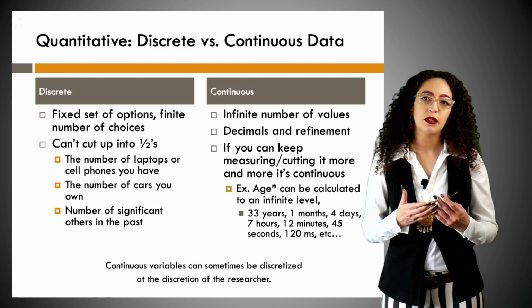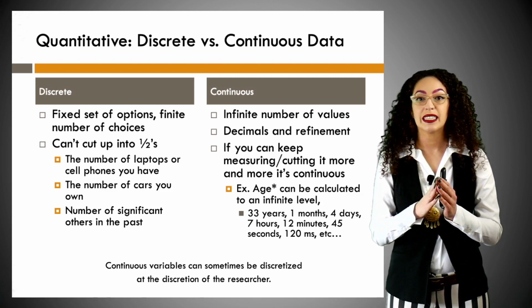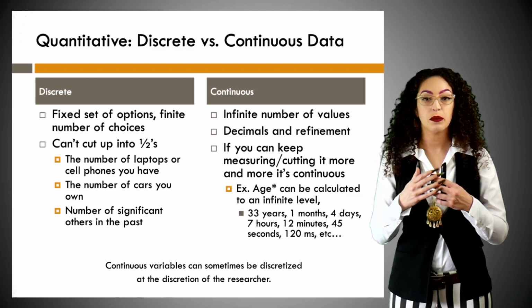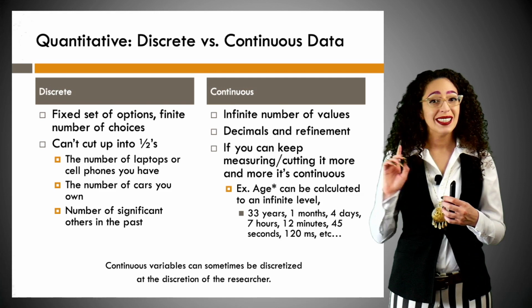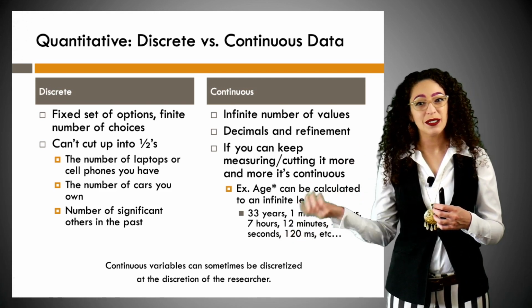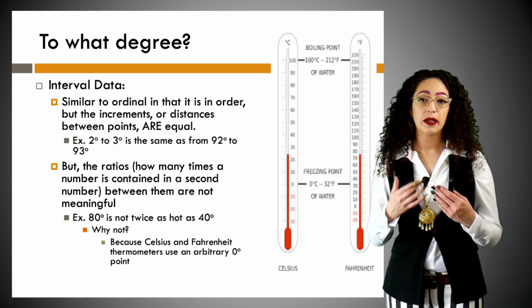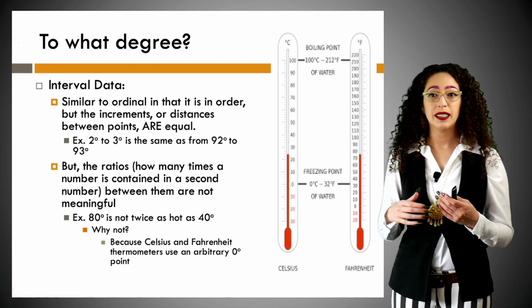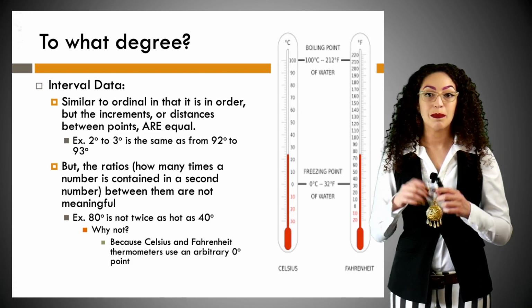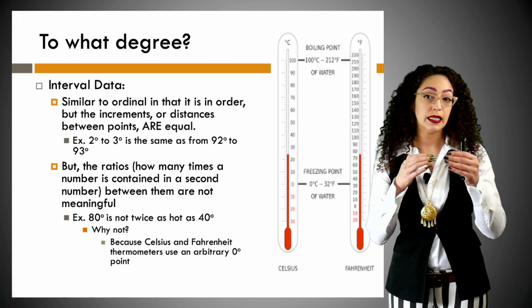But many times we will make things into whole numbers. So instead of asking exactly how old you are, we just say that we are 33. Also, continuous variables can be discretized at the discretion of the researcher. So interval data can be discrete or continuous. Now, it's similar to ordinal in that all the increments are in order, but now the interval from one person to the next is the same.